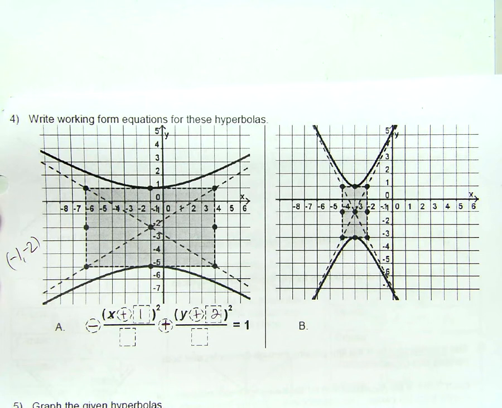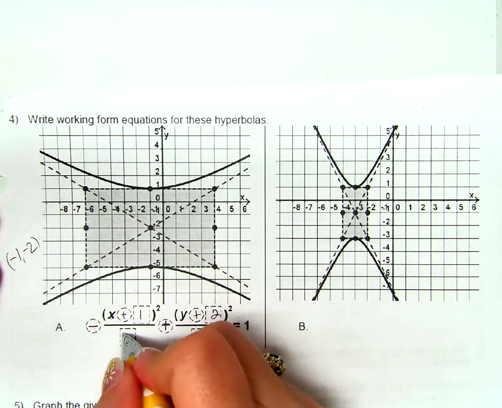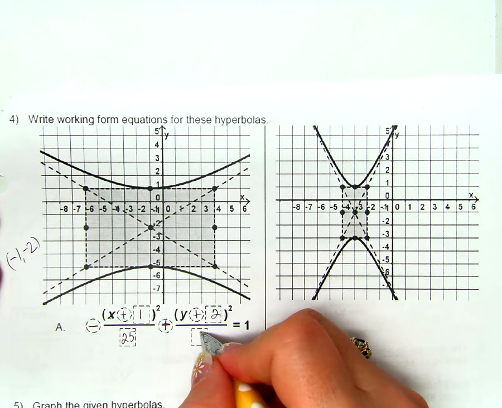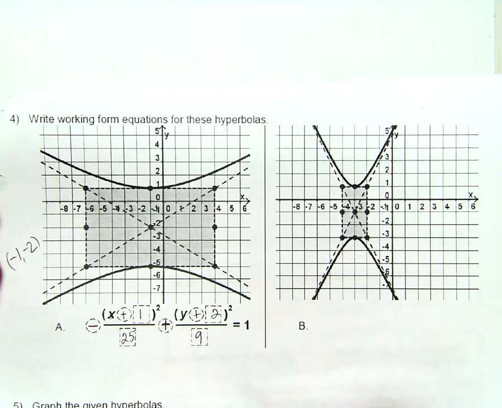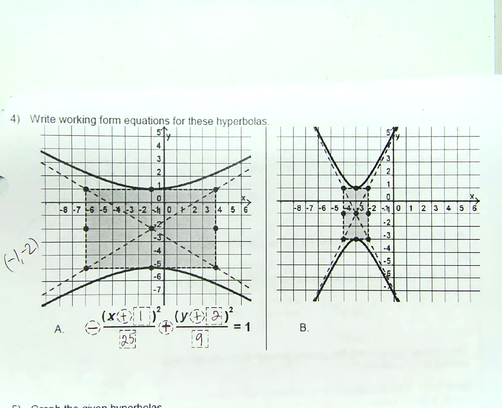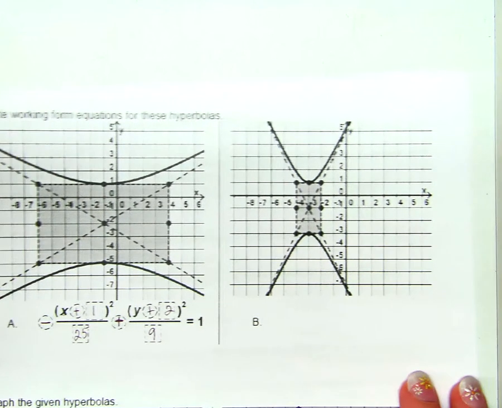Good. What's my a value? 5, so this is 25. And what's my b value? So this is 9. Excellent. We're done, I mean, with that problem. Ready to go to the next one? Am I going too fast?